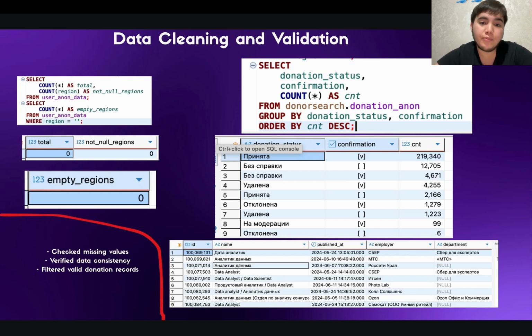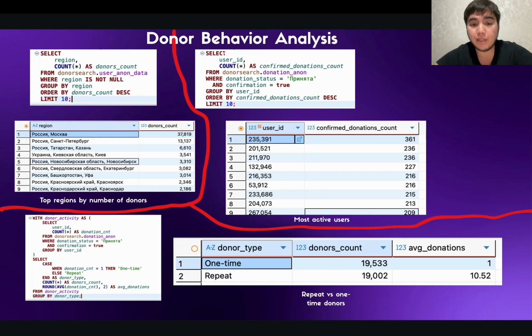Then I moved to donor behavior analysis. I looked at which regions have the highest number of donors, identified the most active users, and compared one-time and repeated donors. It turned out that most donors are concentrated in large cities like Moscow, St. Petersburg, and in Ukraine it's Kiev, and repeat donors are much more active. Here you can see repeat donors.